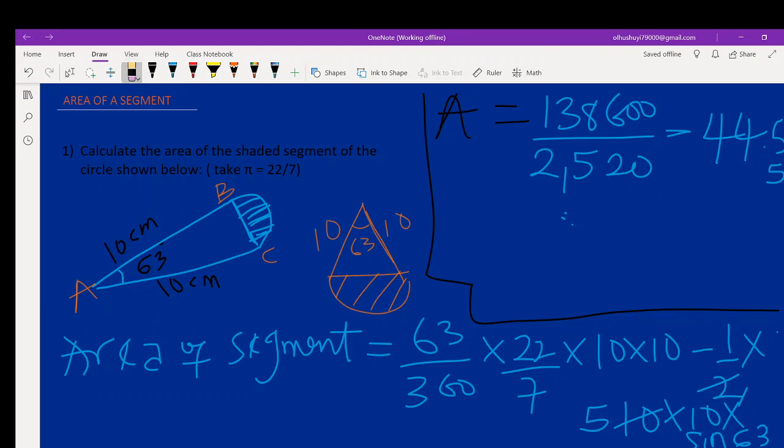Permit me to write it there. So what do we have eventually? Our area will be equal to 138,600 divided by 2,520, which becomes 55, minus 44.55. So we have our answer to be 10.45 centimeters squared.